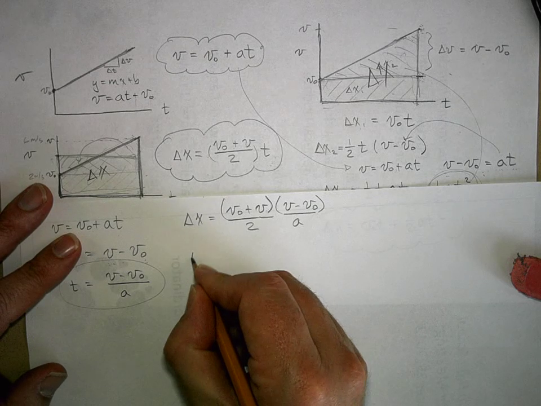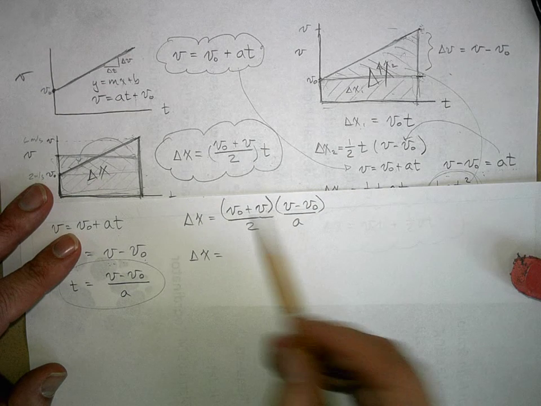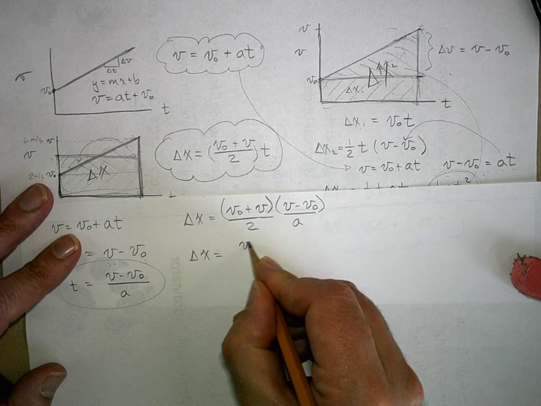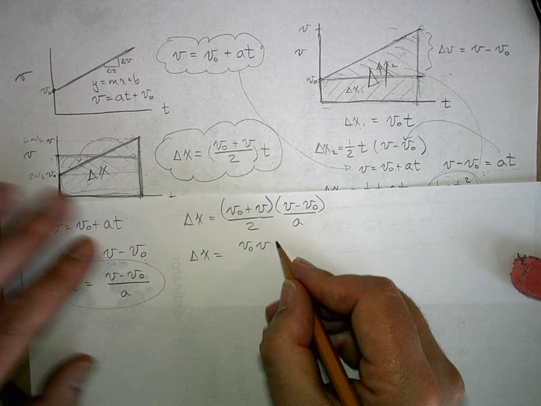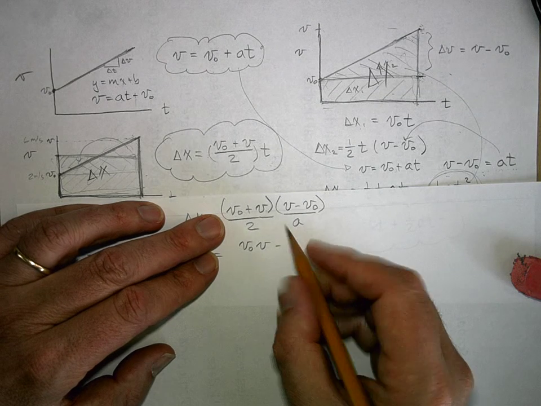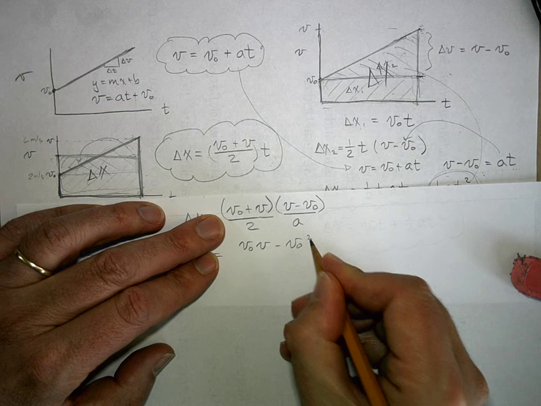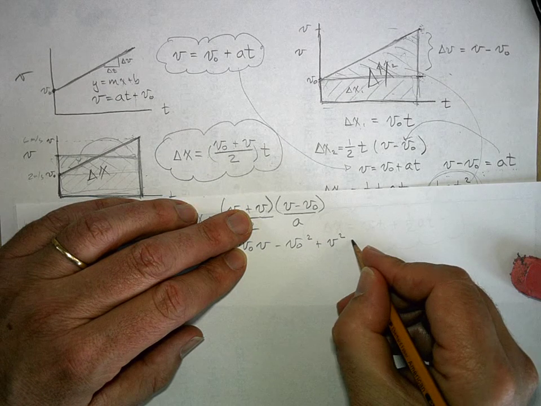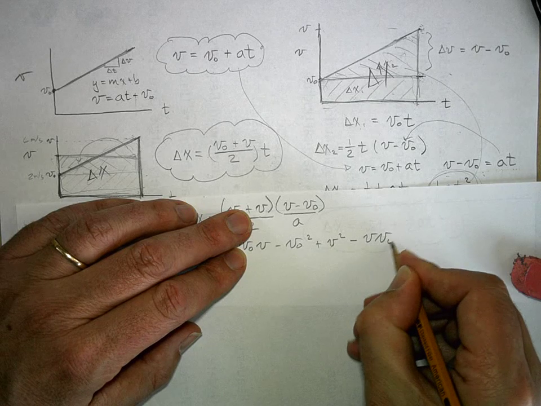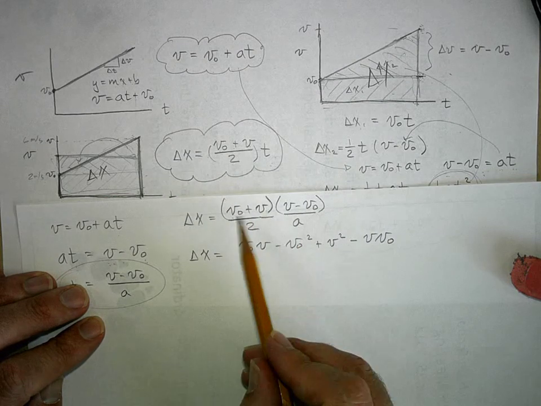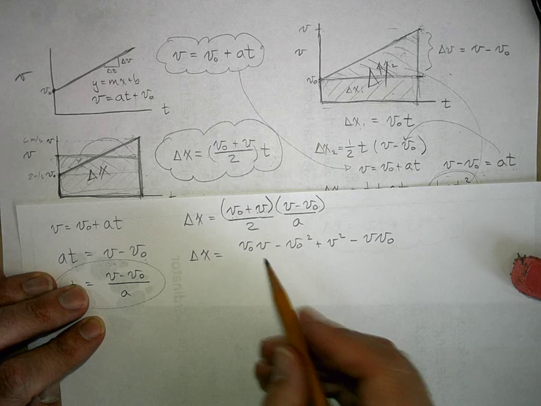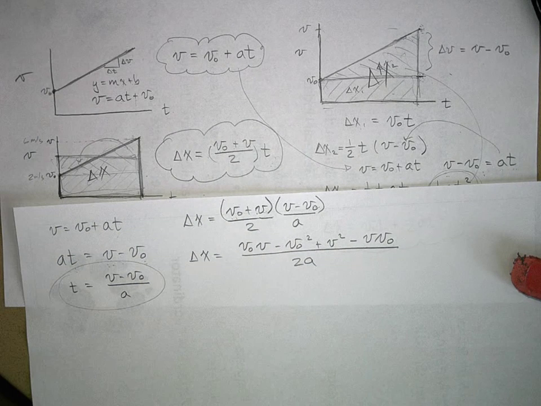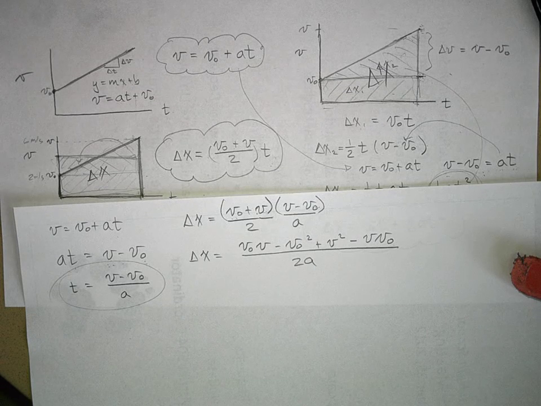So delta x is equal to, well, let's FOIL this thing. So we've got v naught v minus v naught squared plus v squared minus v naught v. I just multiplied this times this, this times this, this times this, this times this, all over 2a. Do you all agree?